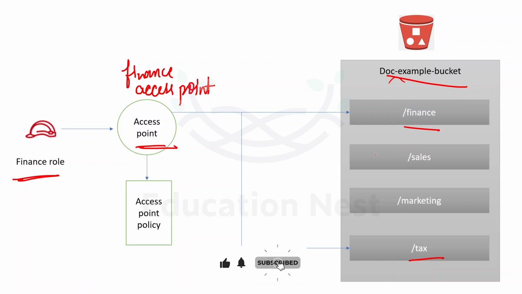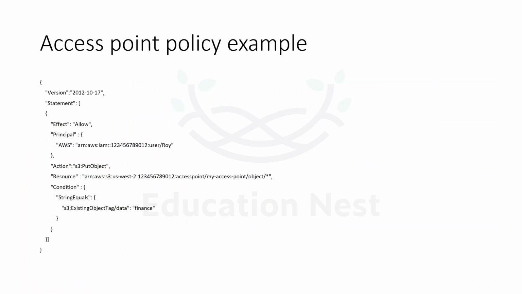How can I put this restriction? With the help of an access point policy. With each access point, we can have an access point policy attached to it. This is an example of an access point policy. You have the version, you have the statement. In the statement, the effect is Allow, the principal is this one. We are putting what we are allowing: the action of putting the object.